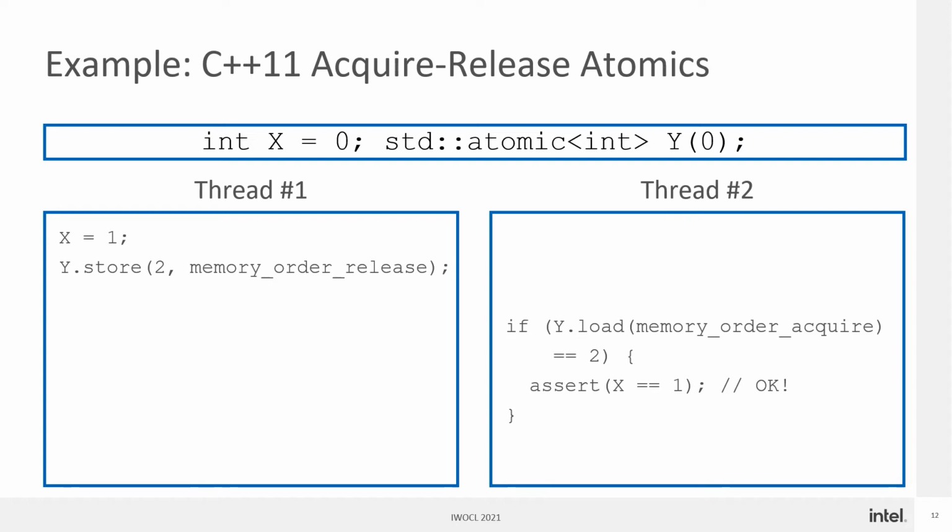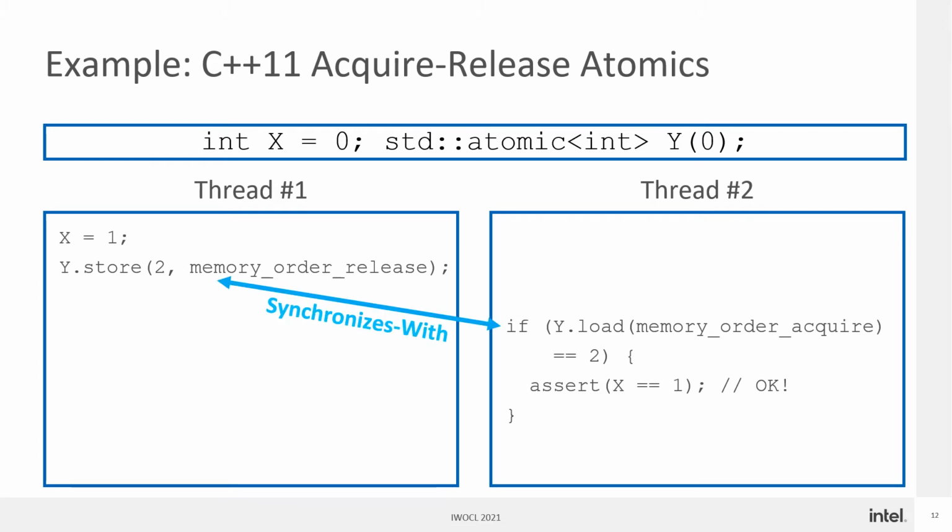In this case, in thread number 1, we've stored the value of 1 to x like usual, and we've also stored the value of 2 to y, but in this case we've used a special non-default memory order called the release memory order. In thread number 2, which is the consuming thread, we also use a special atomic load, but in this case we use a special acquire load instead of the default sequentially consistent load. And what's pretty cool about this is that this provides the same guarantees as the sequentially consistent order in this case, and we can safely assert that x is equal to 1.